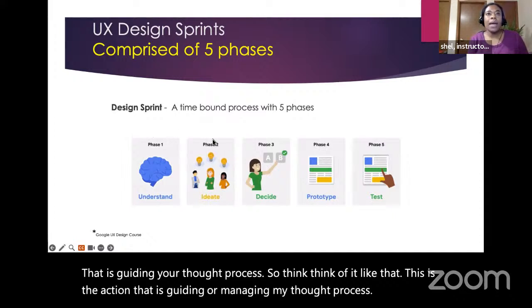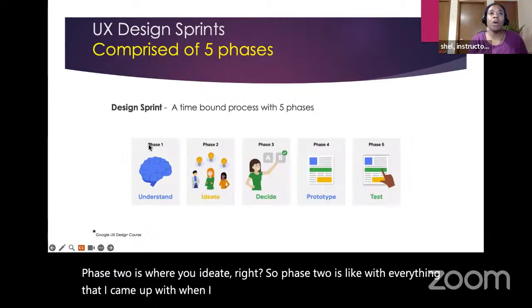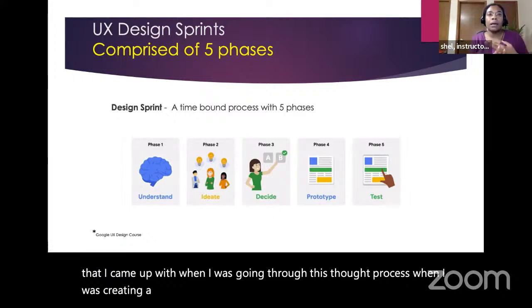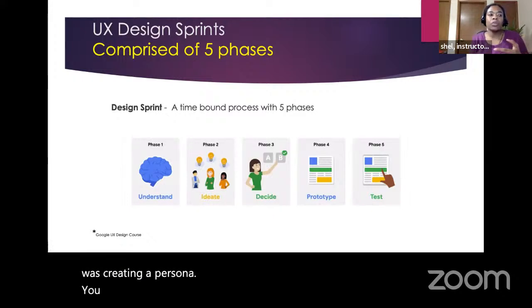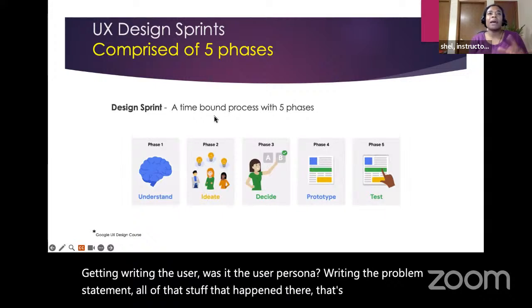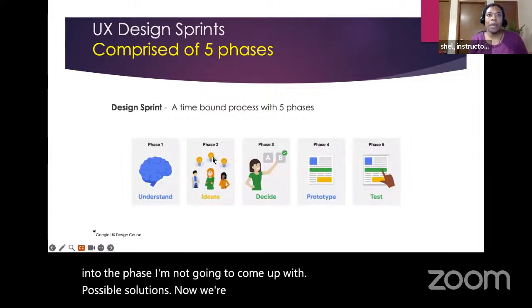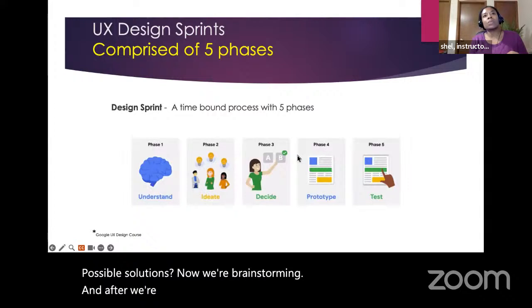Phase two is where you ideate, right? So phase two is with everything that I came up with when I was going through this thought process, creating a persona, writing the user persona, writing the problem statement, all of that stuff that happened there, that's when I'm moving into the phase. And now I'm going to come up with possible solutions. Now we're brainstorming, right? And after we're brainstorming, that's when we're deciding. After that, we move into decide.